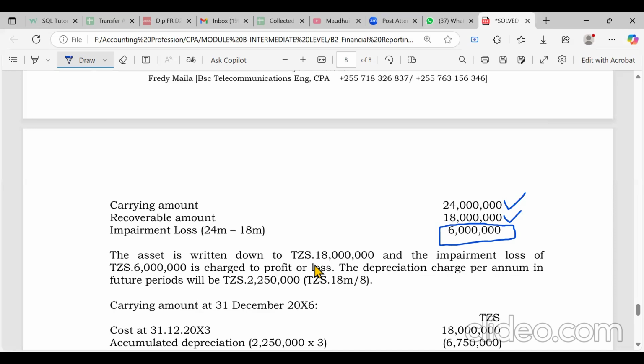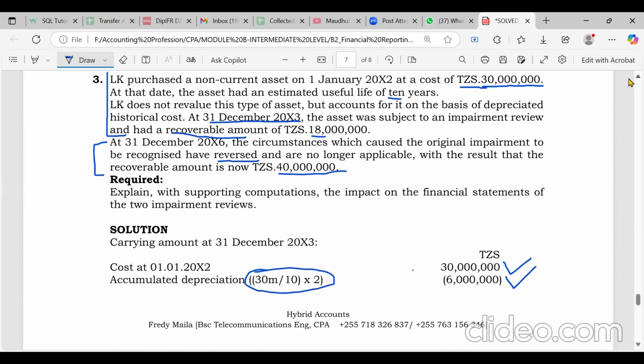Of course, our focus is on impairment. The depreciation is charged per annum, and we could get it also, but right now we shouldn't worry about it. This is the first part. Let's go to the second part.